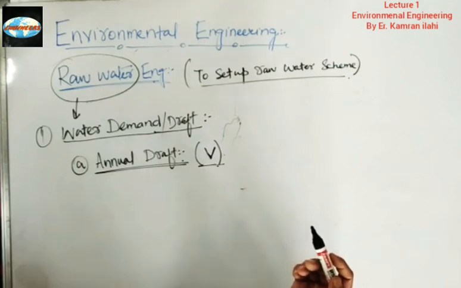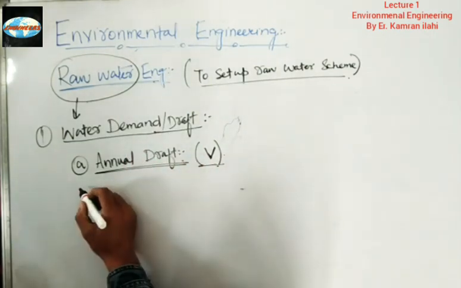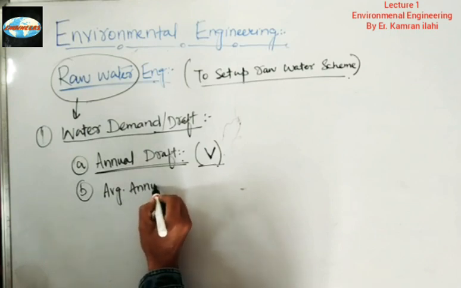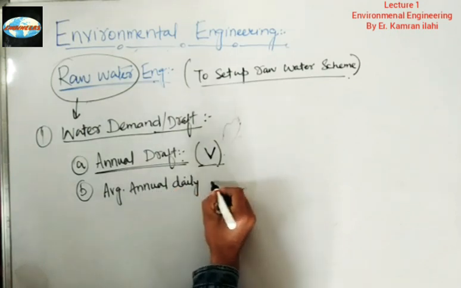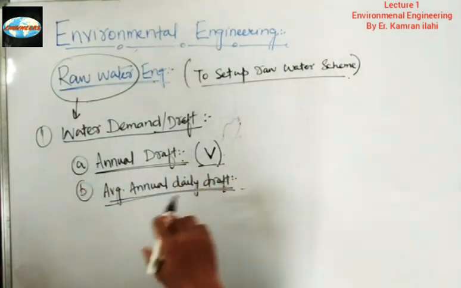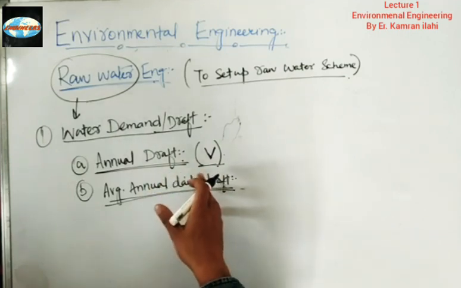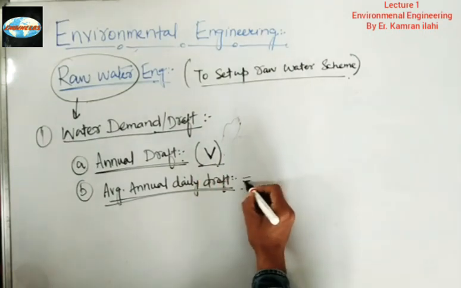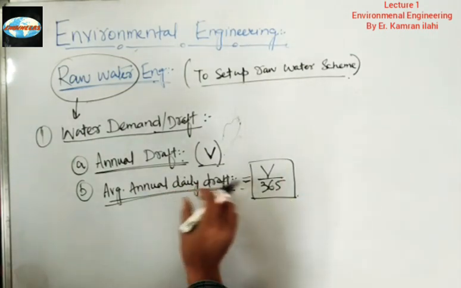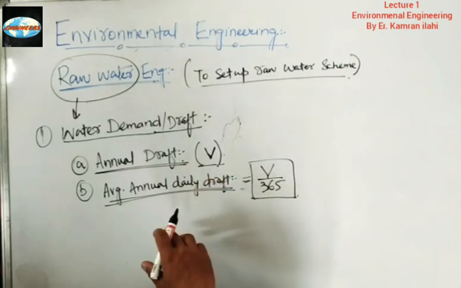Okay. Now, if I ask what is the amount of water that's required by that community in 1 day, I will write it as average annual daily draft. That is the total amount of water required by this community in 1 day. And what will that be equal to? That will be simply equal to V divided by 365. It's very easy to understand that the average annual daily draft is equal to the total annual draft required by the community divided by the number of days.